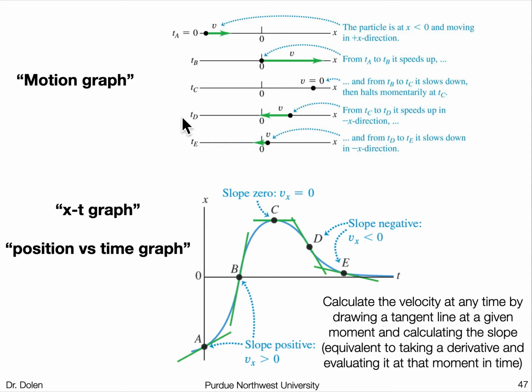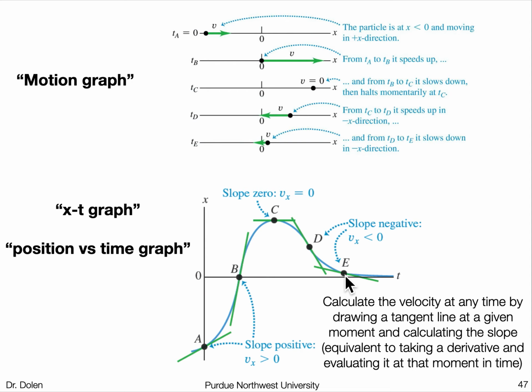At some later time, time B, I'm at the origin, right? So at time B, I just say I'm at the origin. At some later time, time C, I am at some large positive position, so I'm right here. At some later time, I still have a positive position, but it's not as large, so I'm at point D. And at time E, time has progressed some amount, I still have some positive position, but I'm right here.